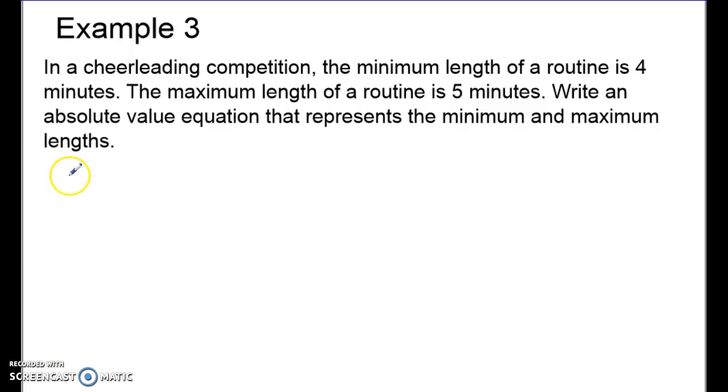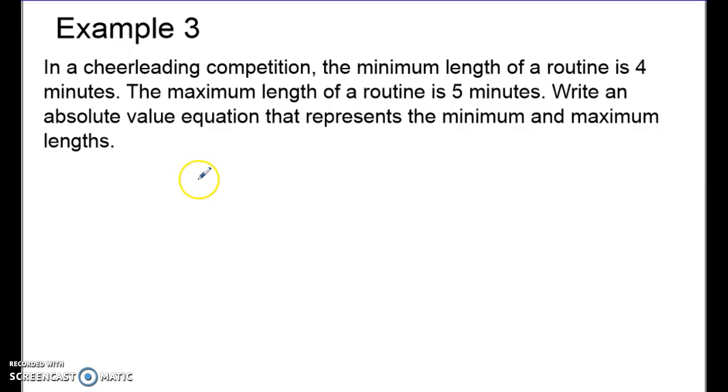Alright, so here's a word problem we have to think about. In a cheerleading competition, the minimum length of a routine is 4 minutes, and the maximum length of a routine is 5 minutes. Write an absolute value equation that represents the minimum and maximum length. So the first thing we have to do, right, is we have to understand the problem. So I know the minimum and I know the maximum, and then I have to write an absolute value equation.